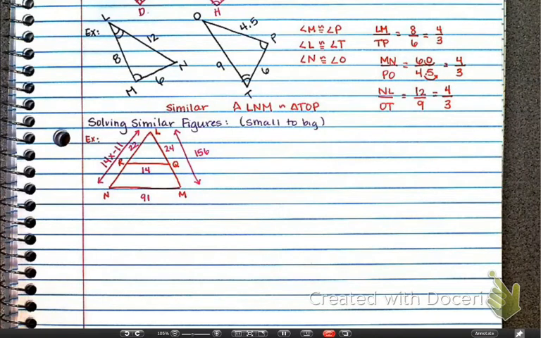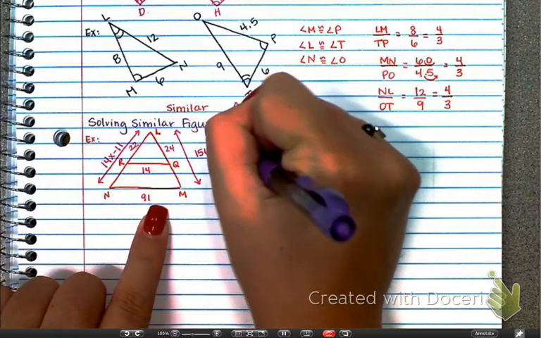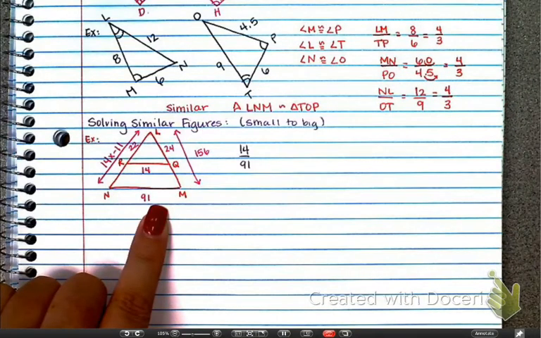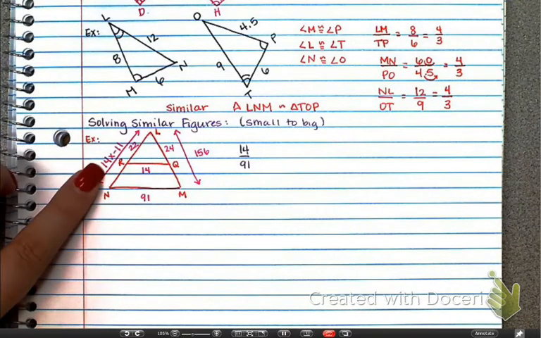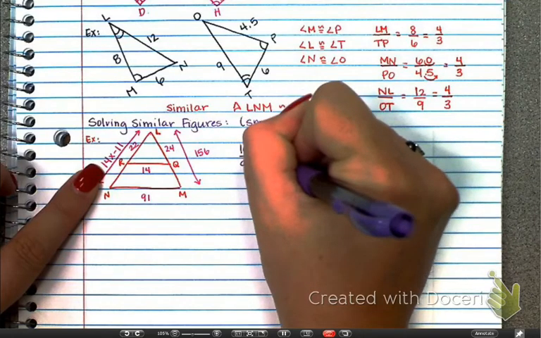You need to compare something in the small triangle to the same side length in the big triangle. So what could I compare that matches up? 14 and 91. Okay, so that's the bottom piece. So 14 to 91 match up. Now, I need x, right? I'm going to have this 14x minus 11. That's in the big triangle, so I know that's going to go on the bottom.